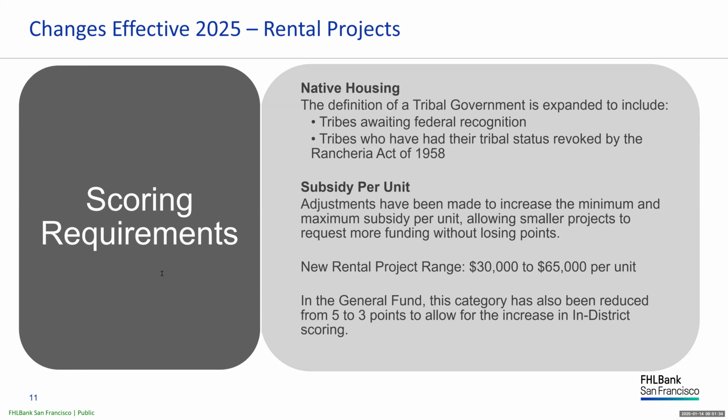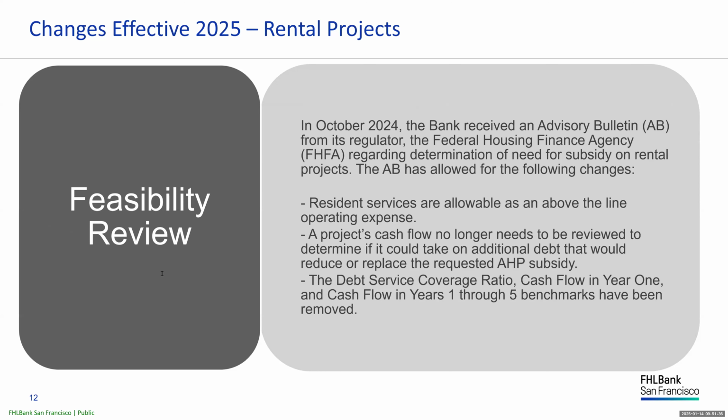Looking at feasibility updates for this round, we have some changes that everyone should be pretty excited about. We received new guidance from our regulator that is allowing us to include resident services in the project's operating budget as an expense instead of having to show them below the line. And we are also no longer required to review a project's cash flow when determining its need for the AHP subsidy. This means we can also get rid of our 3 cash flow related benchmarks.